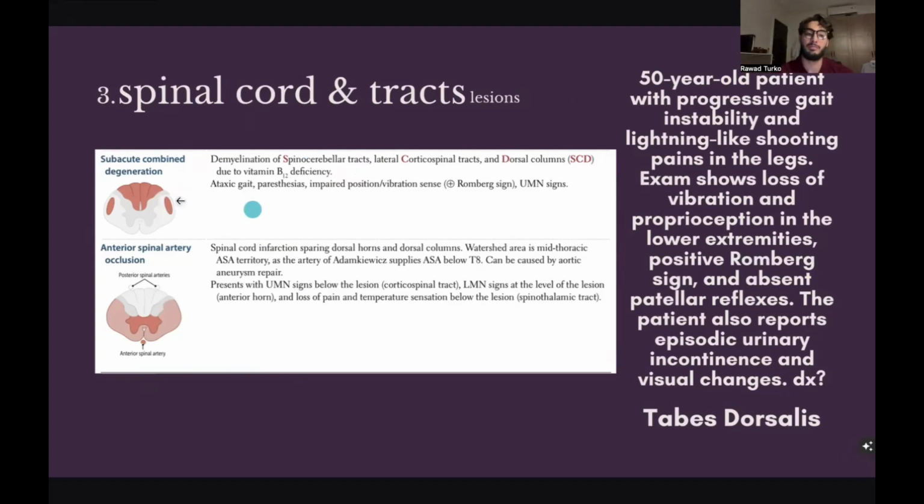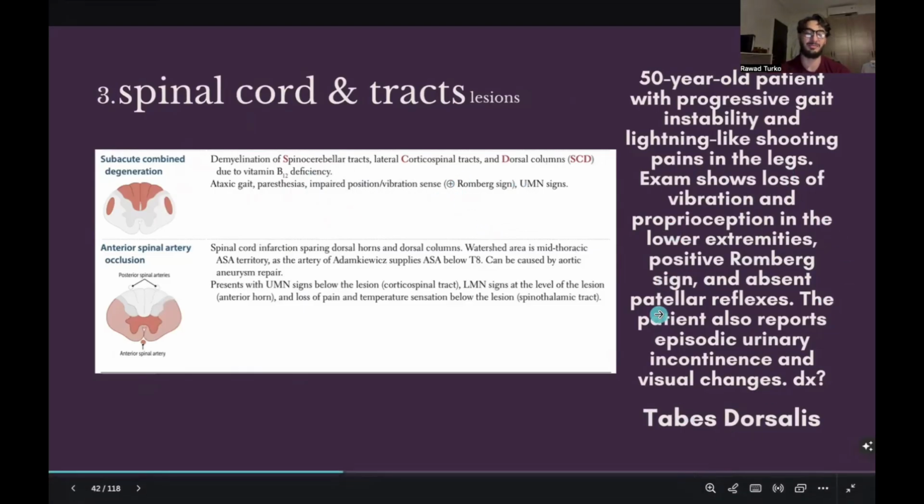And they're going to present with, because of these tracts that are affected, ataxic gait, paresthesias, and impaired position and vibration sense, because of a positive Romberg sign. Sorry, you're not supposed to see this yet, but that's okay. And an anterior spinal artery occlusion.